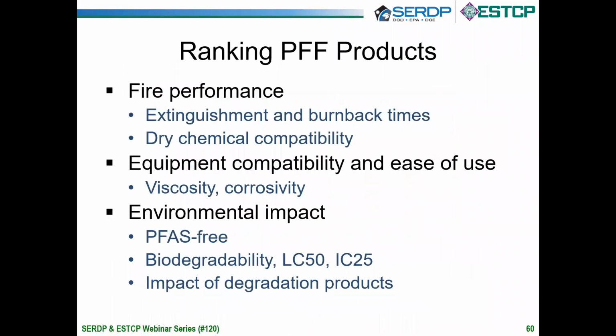So how does a user decide on which products to use? Because we got 12 products we have received so far. We're looking for another half a dozen, and they will have different performances and different properties. So we look at the criteria. It would be fire performance, equipment compatibility and ease of use, environmental impact.